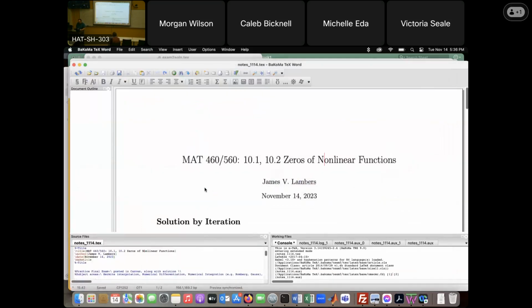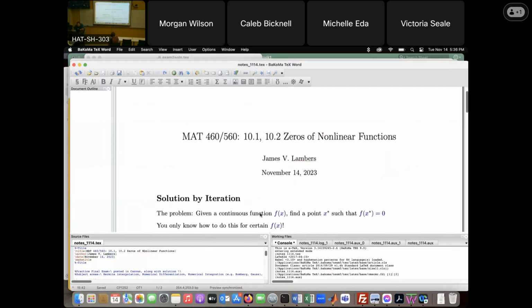All right. So we've been studying some fundamental problems this semester. How do we find a polynomial that passes through select points? How do we approximate derivatives and integrals? This is the last fundamental problem that we'll be examining this semester, and that is: given a continuous function f of x, find a point, which I'll refer to all chapter long as x star, such that f of x star is equal to 0. In other words, we're trying to find a root of f of x.